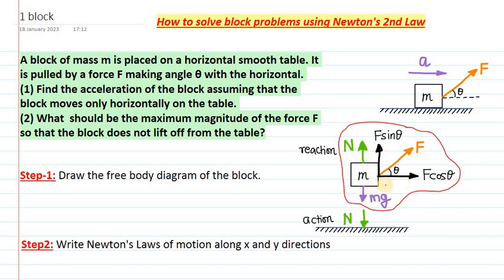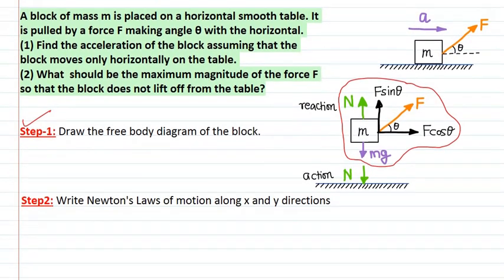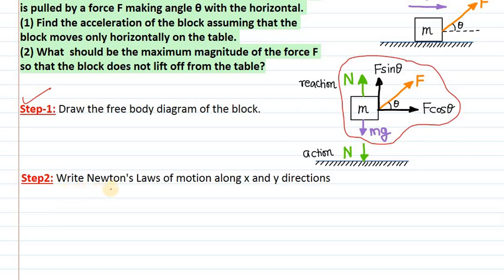In this figure, along the x direction, the force acting is F cos theta, and along the vertical direction, the forces acting are normal plus F sin theta vertically up and mg in the vertically down direction. So step number 1 is complete, making the free body diagram of the block. After this, the next step is to write down Newton's laws of motion along x and y directions.